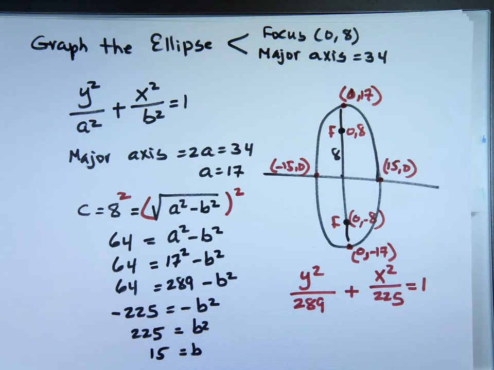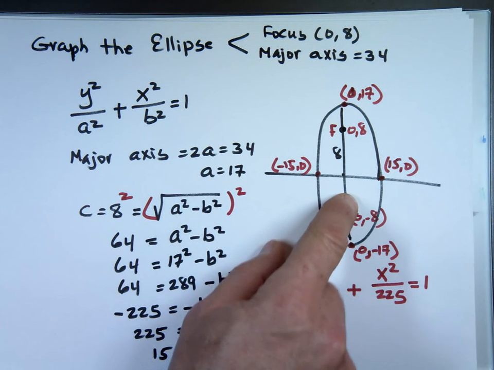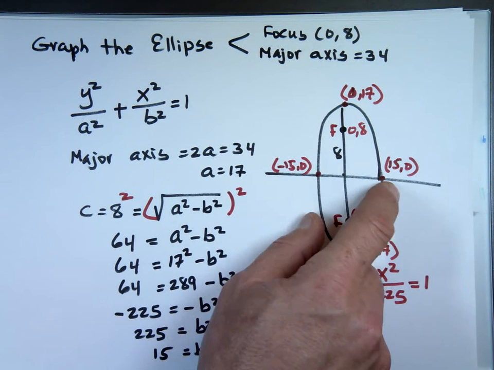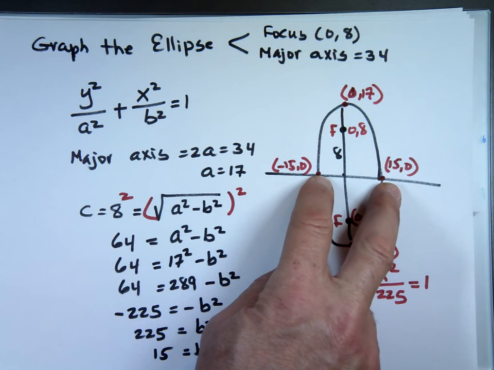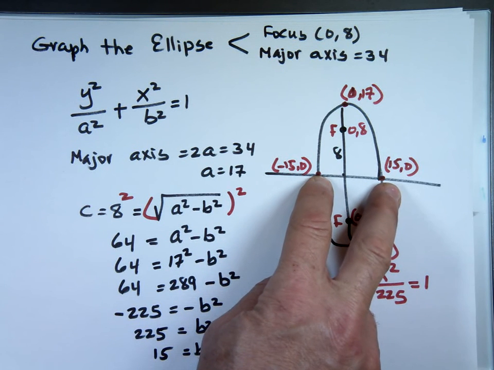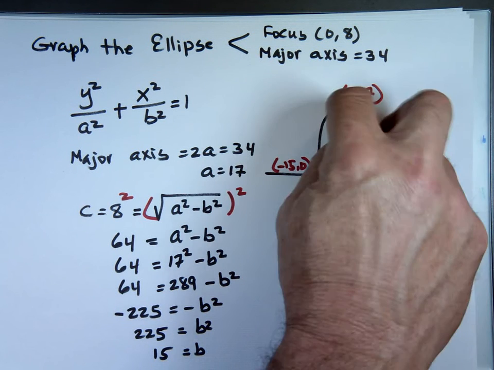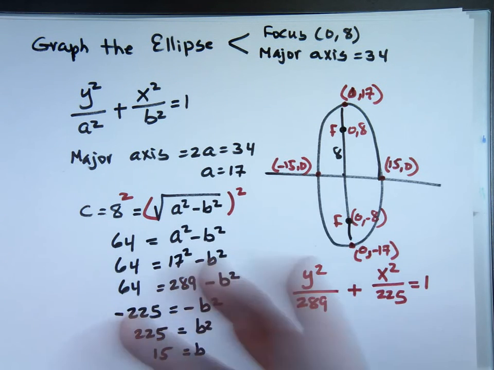Again, sometimes they give you the minor axis and the vertex. If they give you the vertex, you know what a is. If they give you the minor axis, you know what b is, because the minor axis is twice b. So if they tell you what the minor axis is, then you know what b is. If they tell you the vertex, you know what a is. That's what they're going to do with these problems.